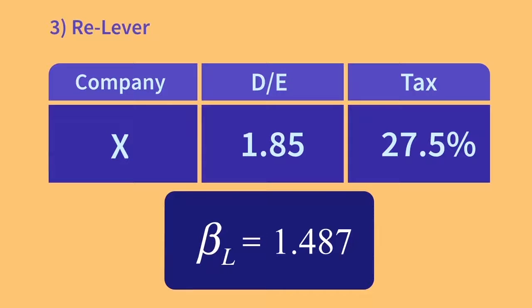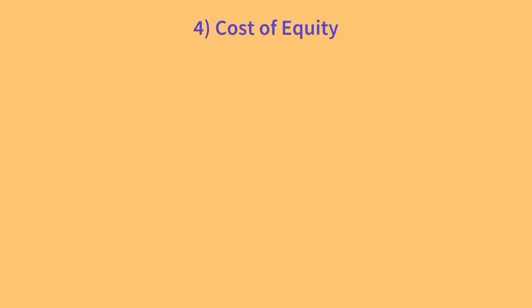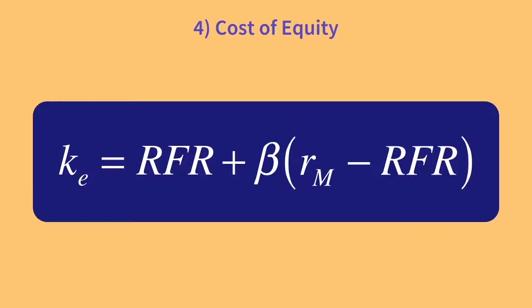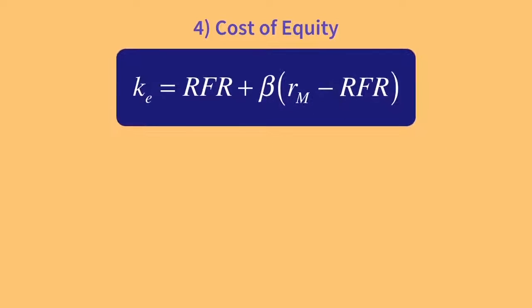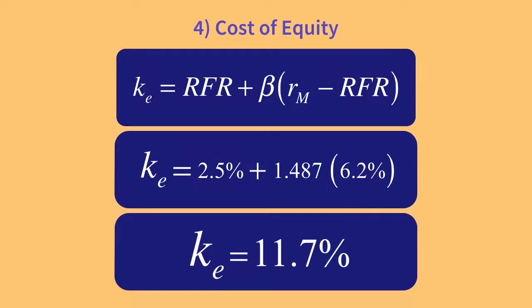The 4th step here is to use this beta to calculate the cost of equity. We calculate the cost of equity using the CAPM. We have the risk-free rate and the expected market rate from the question, and now we have beta. We simply plug into the formula 2.5% plus 1.487 times the 6.2% market risk premium. Be careful here. We are actually given the premium in the question rather than being given the expected return on the market to plug inside the bracket with the risk-free rate we saw before.